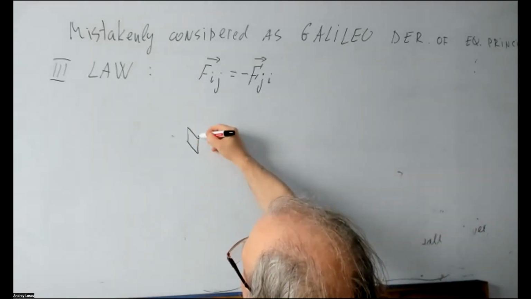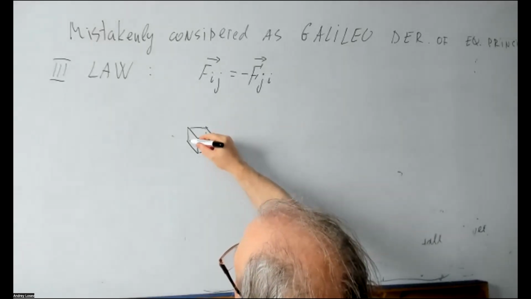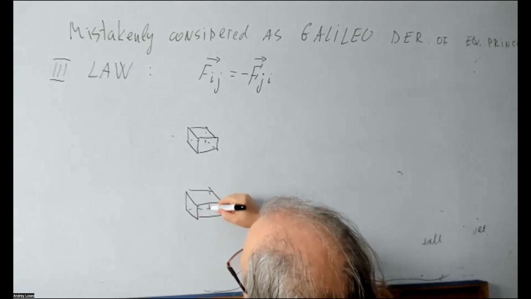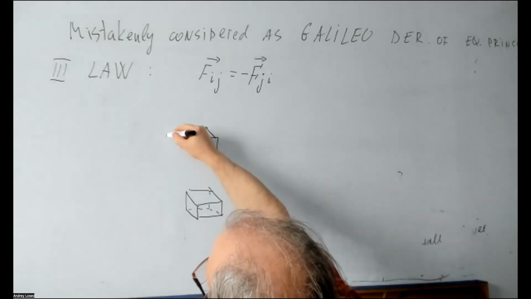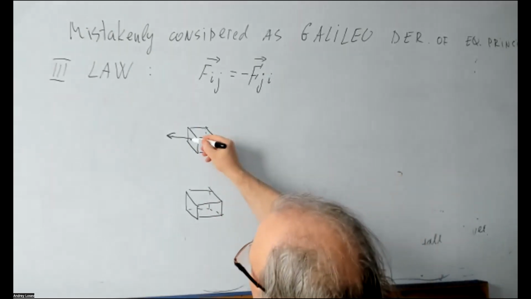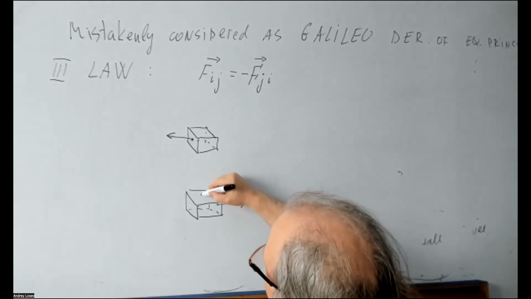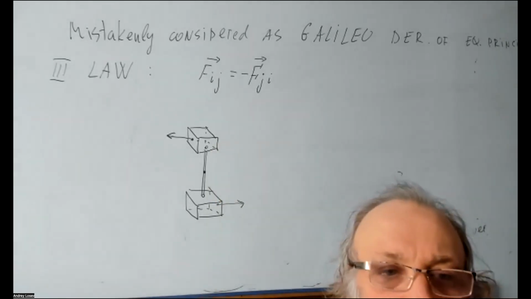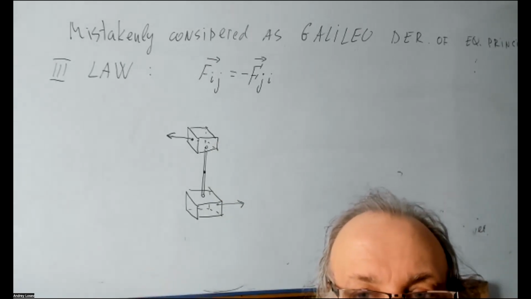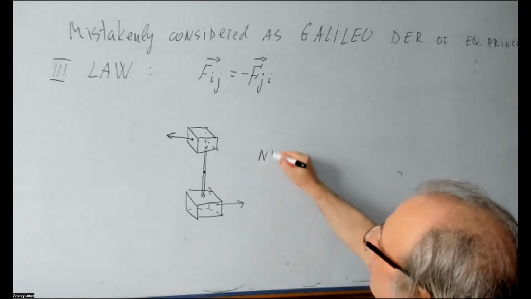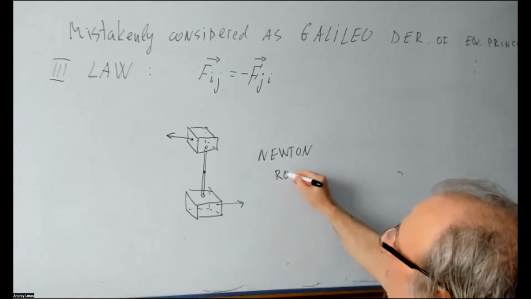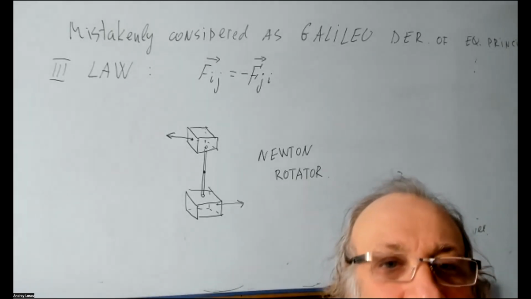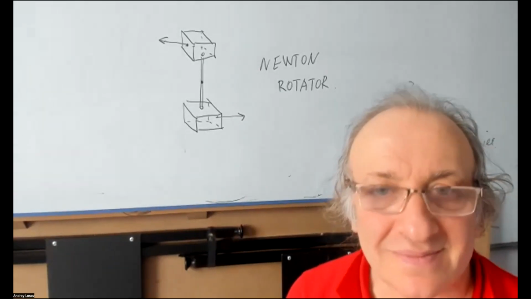So let me make here what I called Newton's rotator. I have two bricks. And let me imagine that one force goes this way, another force goes this way. And let me connect them by a stick. Then I will get immediately perpetuum mobile. These things would rotate faster and faster. I call it Newton rotator. You see, I'm quoting books. I'm not quoting journalists.